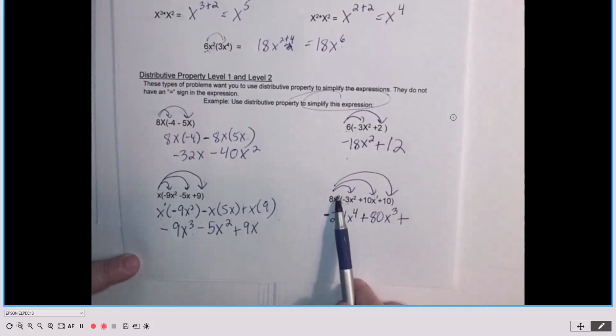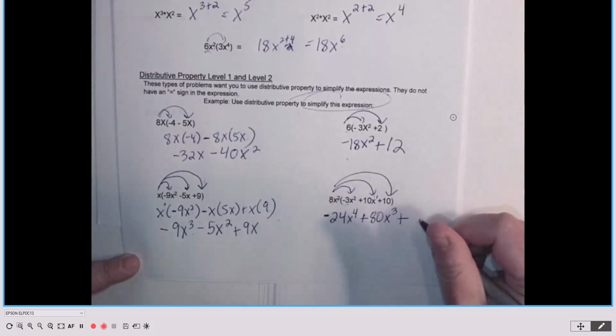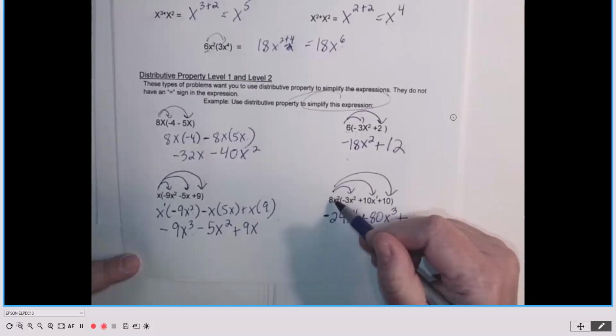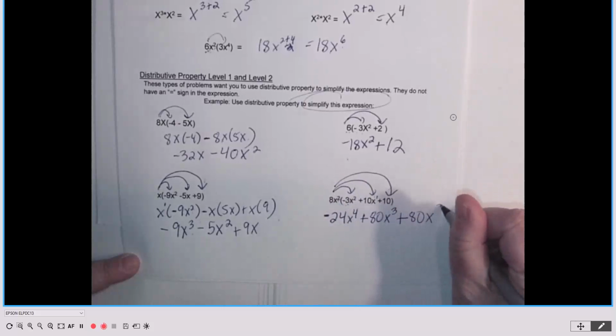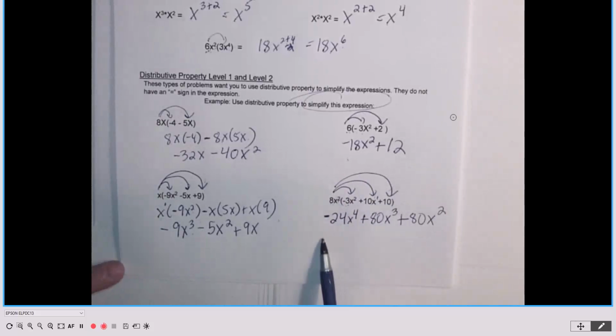Now, x squared, follow this arrow, to 10 is, well, let me do 8 times 10 is 80. And then x squared, there's nothing there to alter it, so it's going to look like this. And this would be your answer in Delta Math, and you're good. All right, let's go on to the second page where we're doing a level 2.